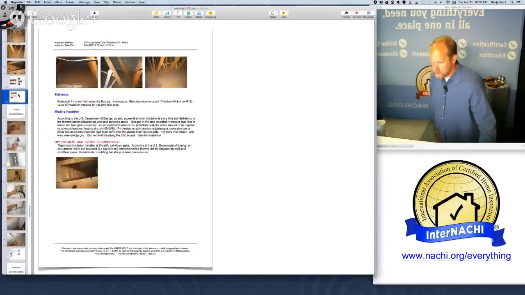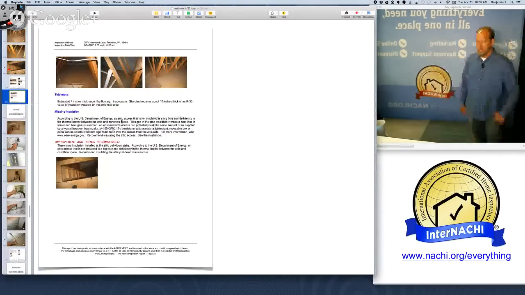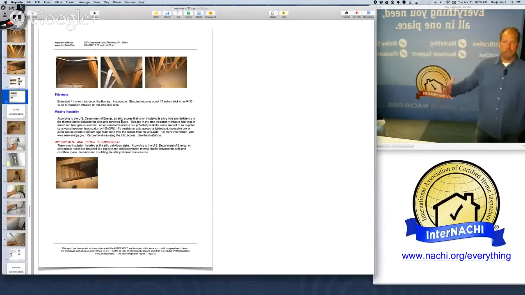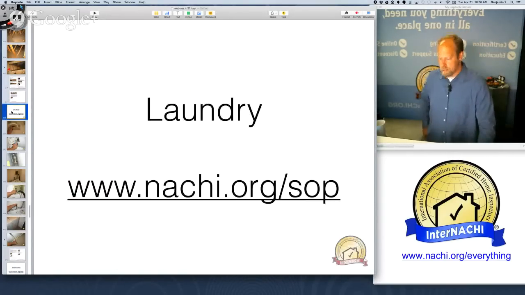So and there's the last page. Some missing insulation, and there's no insulation at the pull down stairs, essentially a hole in the roof, in the insulation barrier envelope. Laundry.